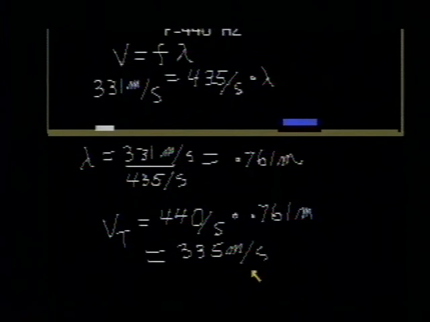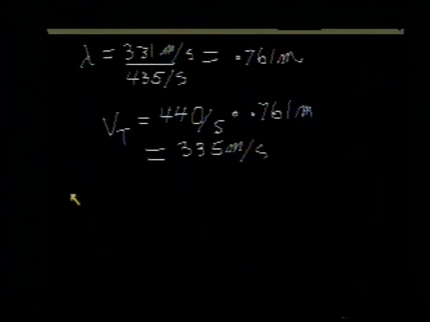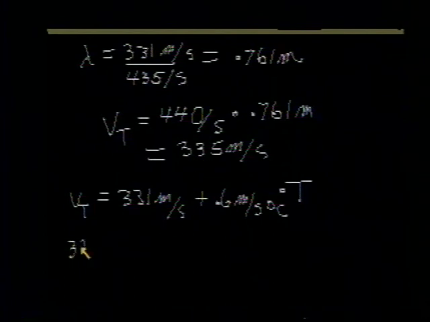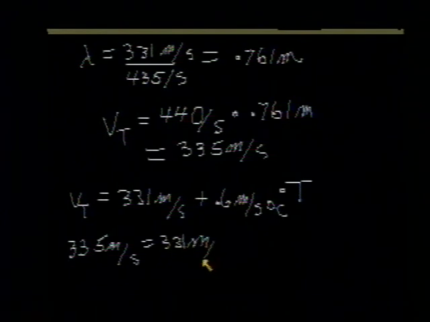Now we remember that the velocity at a temperature T is equal to 331 meters per second plus 0.6 meters per second per degree centigrade multiplied by the temperature T. And if I apply that now here, I would write 335 meters per second is then equal to 331 meters per second plus 0.6 meters per second per degree centigrade times the temperature T.